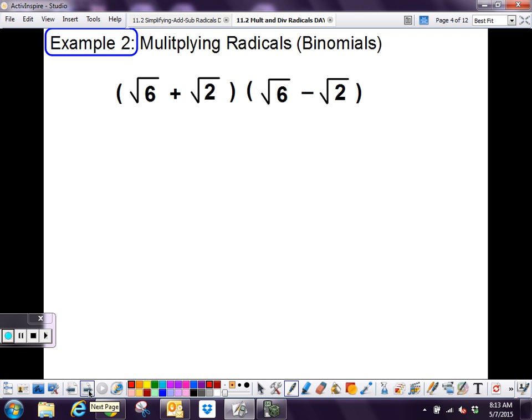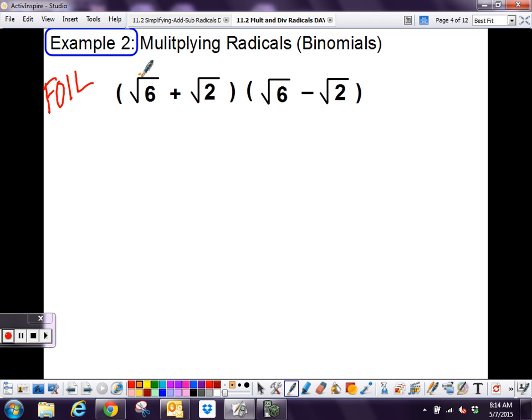All right, now we're still multiplying, except we're not multiplying just one thing times another. Now we're doing a binomial times a binomial, so 2 terms times 2 terms. And we should know to work this out that we are going to FOIL. Now, I could have talked about this on the last slide, but I'm going to talk about it now.